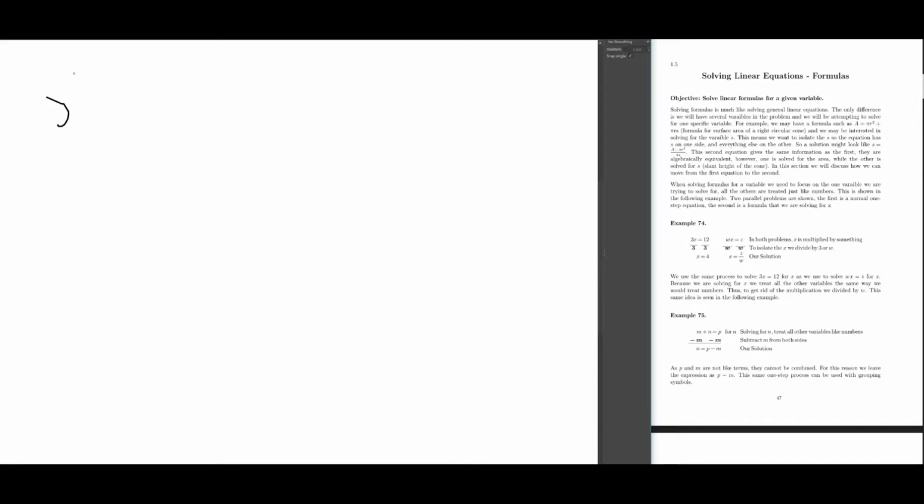Basically, instead of having numbers like before, we're going to look at the examples. So we have here 3x equals 12, and here we have wx equals z. Now I want to make a remark on what they're doing. Here it's the number 3 times x, and we're comfortable with that. It makes 3x, so that's really 3 times x equals 12.